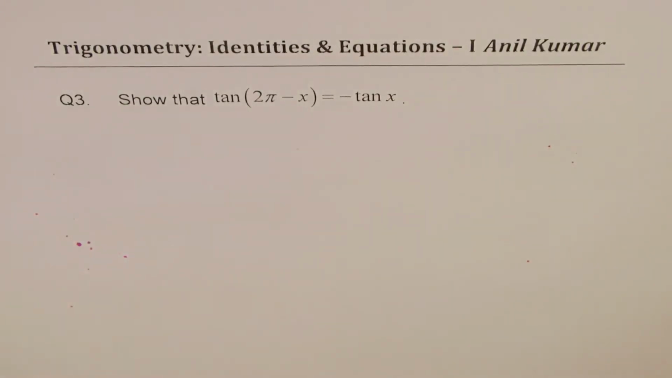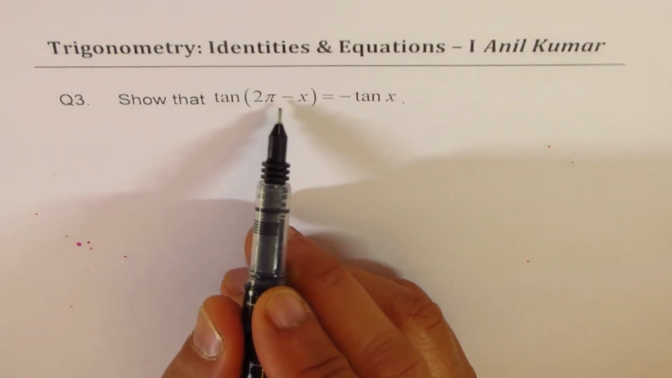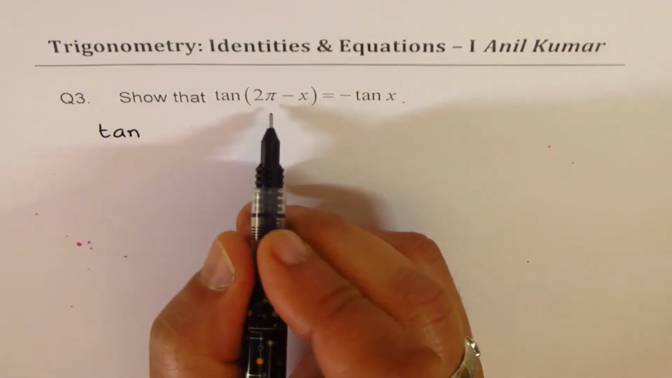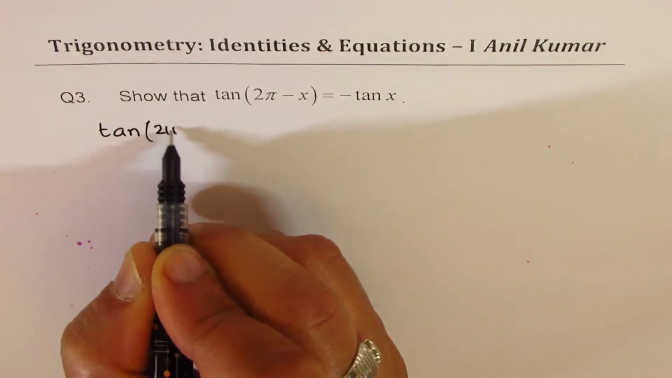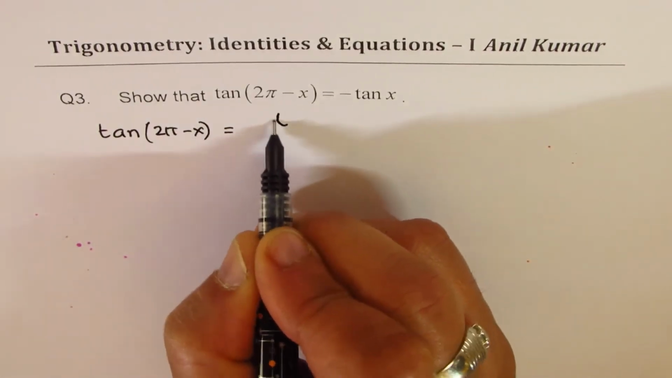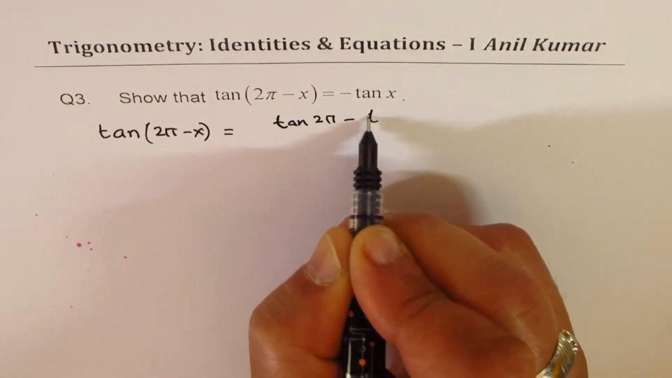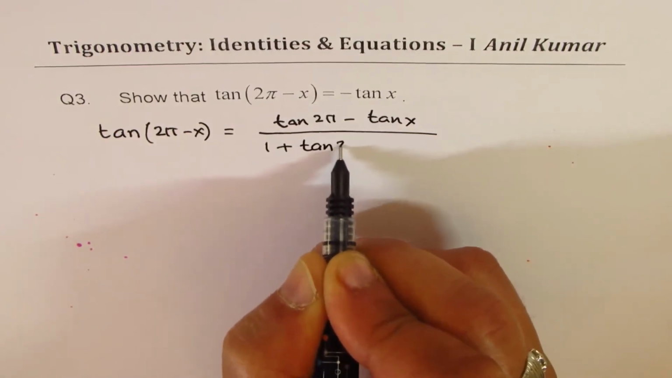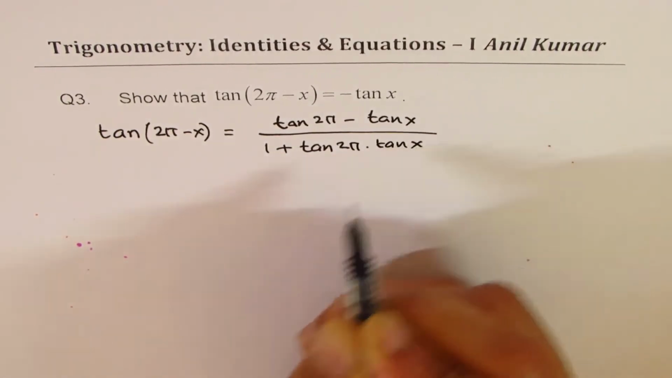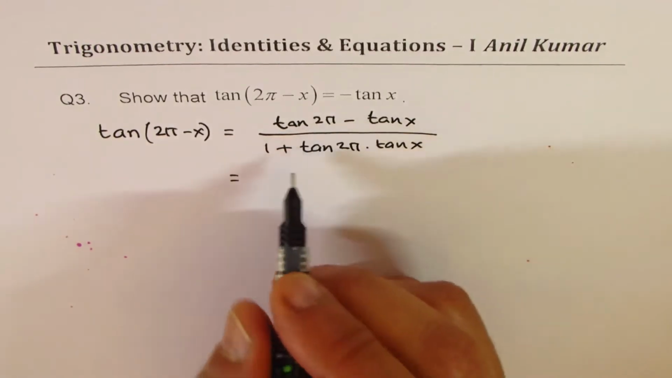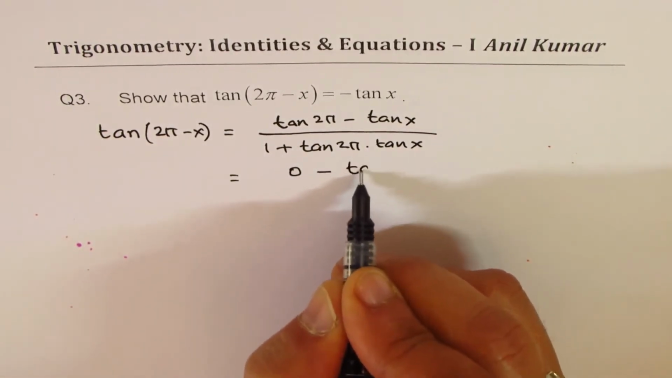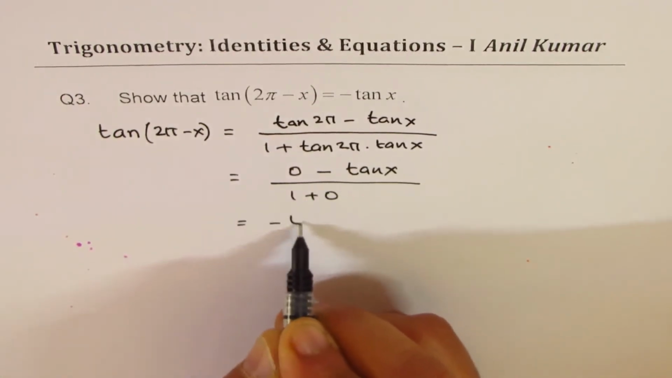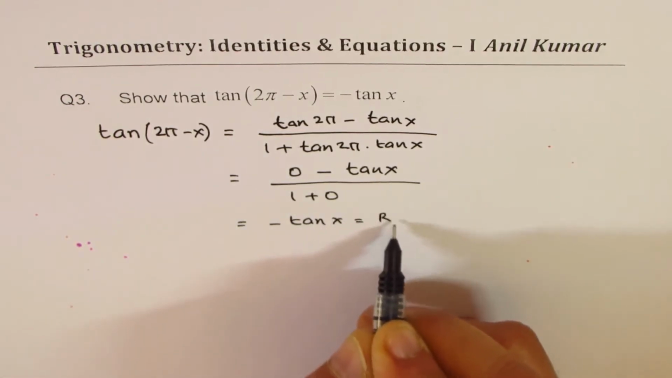Question number 3. We need to show that tan of 2 pi minus x is minus tan x. Let's apply the formula here, which is tan of a minus b, right? So we could write tan of 2 pi minus x as tan 2 pi minus tan x over 1 plus the product of these two, tan 2 pi times tan x. Now tan of 2 pi is 0, so we get 0 minus tan x over 1 plus 0, and that is indeed minus tan x, which is the right side.